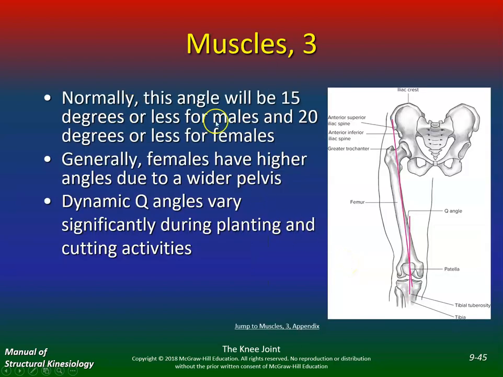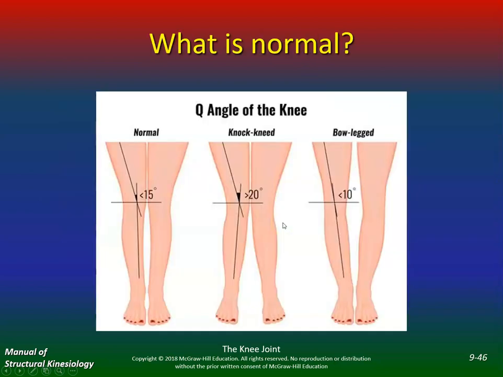Okay, normally this angle will be 15 degrees or less for males and 20 degrees or less for females. Generally, females have higher angles due to the wider pelvis, and dynamic Q angles vary significantly during planting and cutting exercises. Okay, make sure you know these landmarks here.